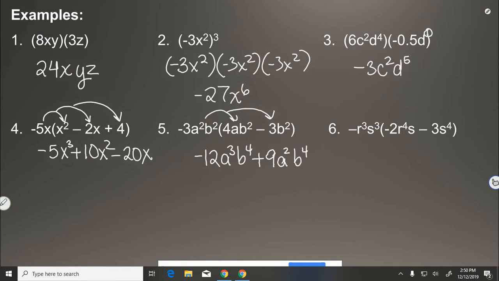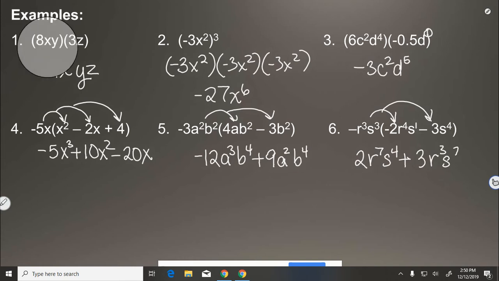And then lastly, multiplying that negative r cubed s cubed over both terms gives us positive 2r to the 7th s to the 4th, because 3 and 4 make that 7, and 3 and 1 make the 4. Then plus, because a negative times a negative is a positive, 3r cubed stays, and s becomes s to the 7th because we have s to the 3rd and s to the 4th.